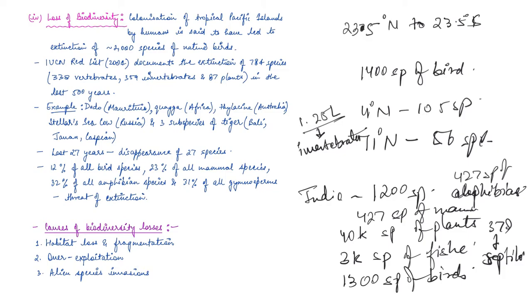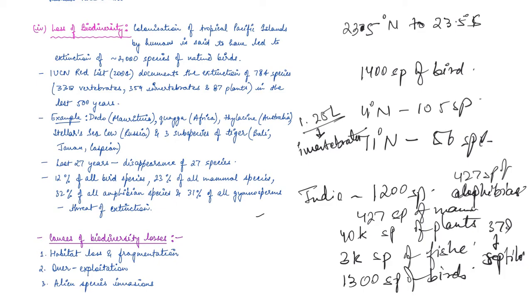And that is why the IUCN Red List documents the extinction of 784 species. Guys, remember 784 species, including vertebrates, invertebrates, and plants in the last 500 years. Some examples of these extinct species are the dodo in Mauritius, the thylacine in Australia, Steller's sea cow in Russia, and three subspecies of tiger which have become extinct from Bali, Java, and Caspian, right? So there are a lot of these species which are extinct, right?